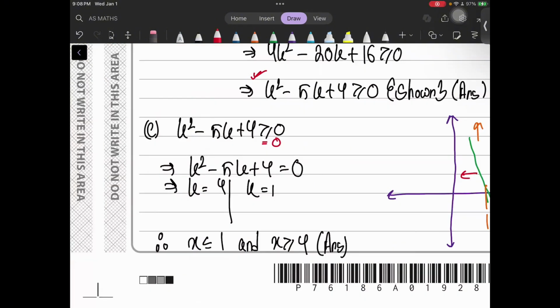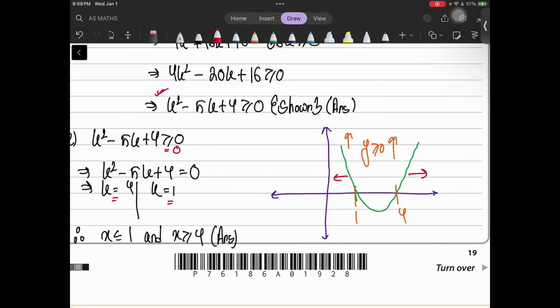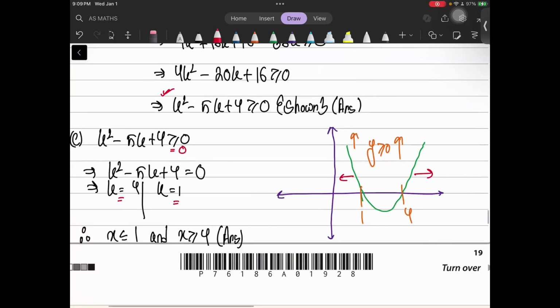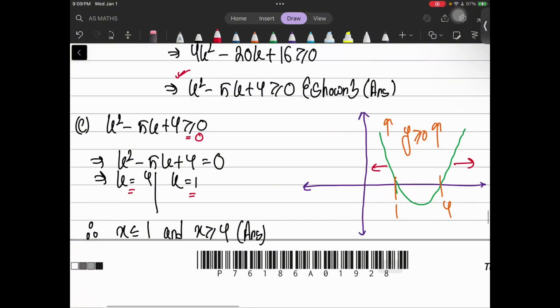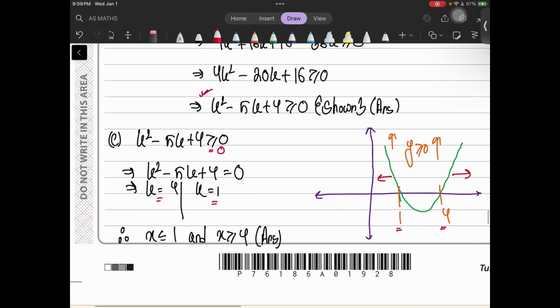So to find the range, you basically need to draw a quadratic graph. I do not know the exact shape of this graph, but I do know the roots are 1 and 4, right? And as the coefficient of k square is positive, it is similar to x square. k square is positive, it means that it is a minimum shape curve, right?